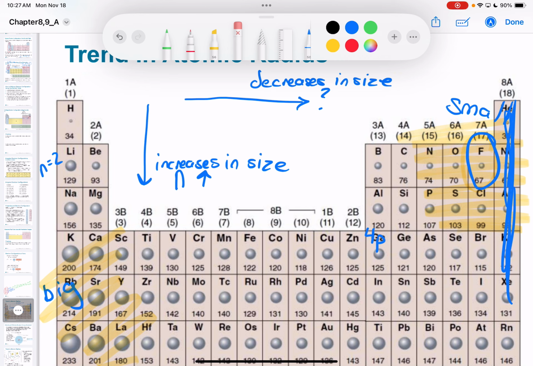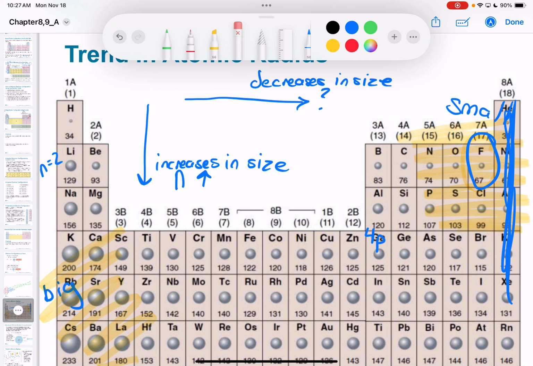Okay, I love talking about size first because it's going to make everything else we talk about make sense. So if you get confused, always go back to size. Fluorine, super strong. It holds its electrons in tight, and so it's really small.